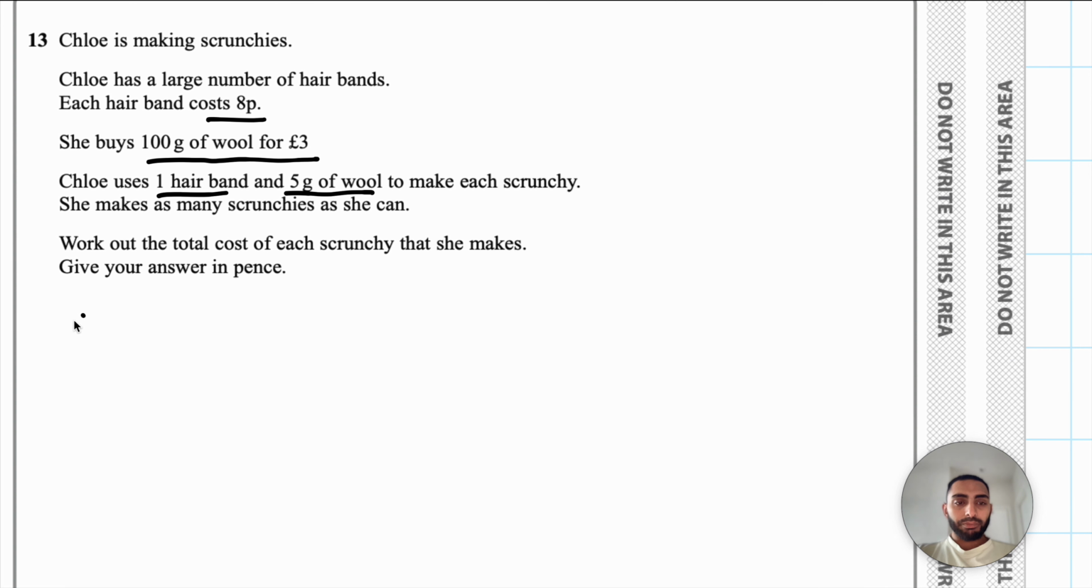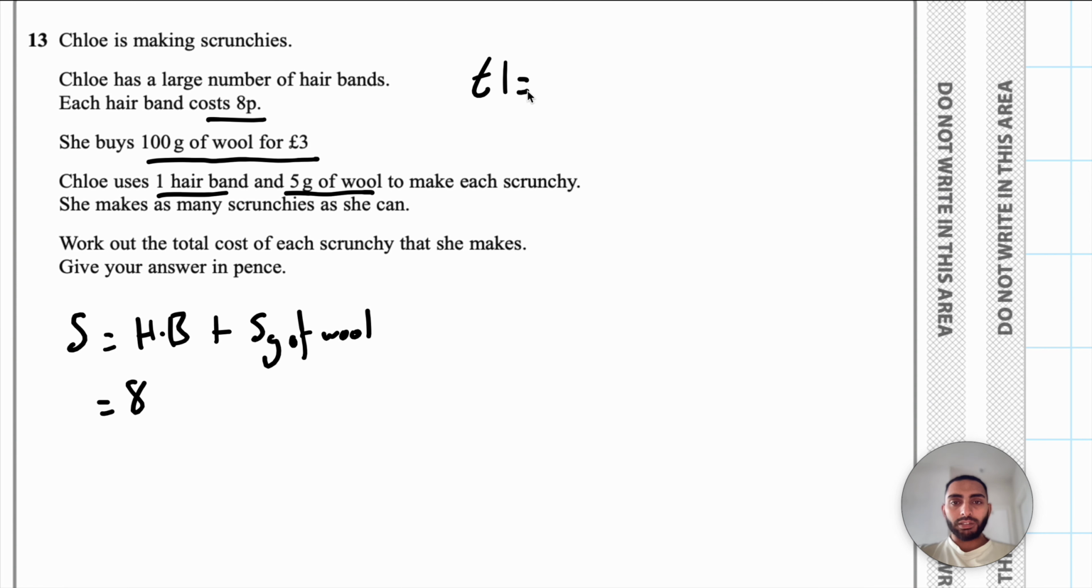So the scrunchie is made up of 1 hairband, I'll just write it as HB, and 5 grams of wool. How much does the hairband cost? It costs 8p. I'll just write 8, and we want 5 grams of wool. Because this is in pounds, I'd rather have it in pence because my answer is going to be in pence as well. So I'm going to change this into pence. How many pence are in £1? £1 is equal to 100 pence. So £3 is going to be equal to 300 pence.